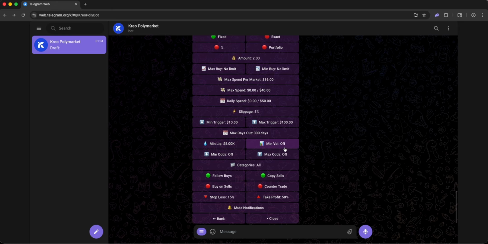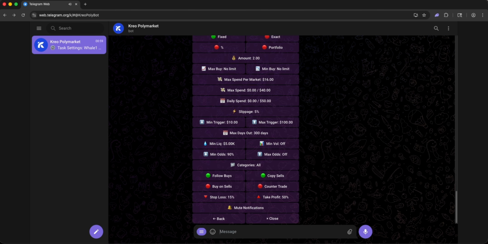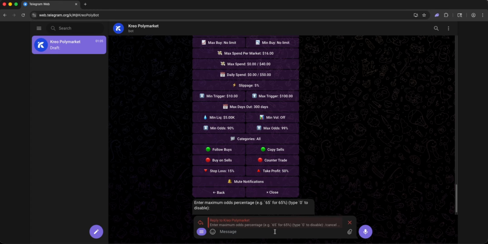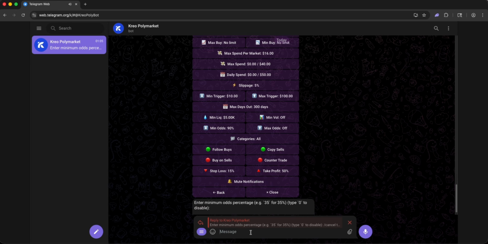Same for minimum volume. That means that if I set this at 5,000, Creo will only buy positions in markets with $5,000 or more in volume. Next is minimum odds. So for example, if I only want to trade markets that are above 90% odds, I can type in 90 and Creo will only go into positions that have more than 90% odds. Same for max odds. I can set this at 99, for example. Creo will only copy trades now under 99% odds.